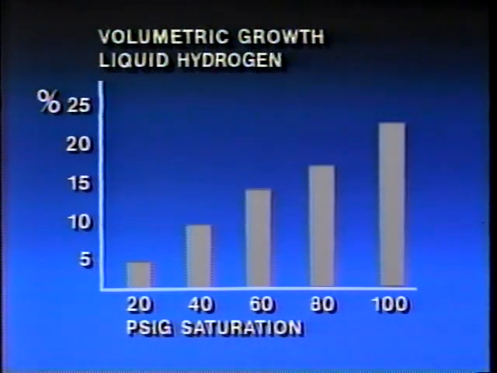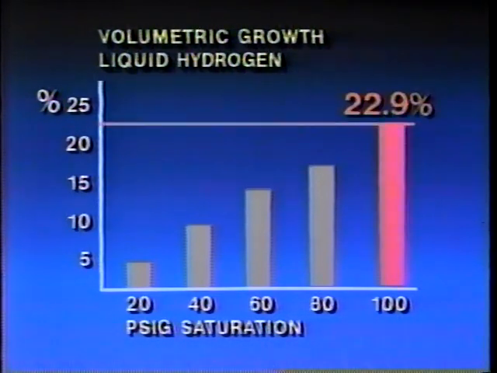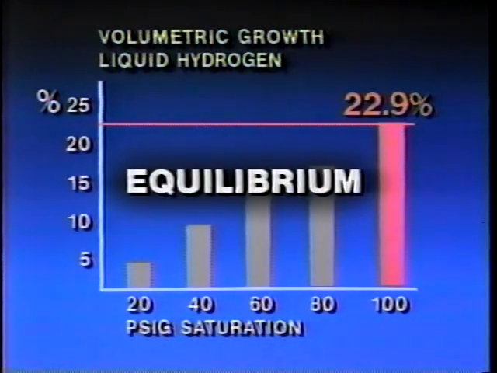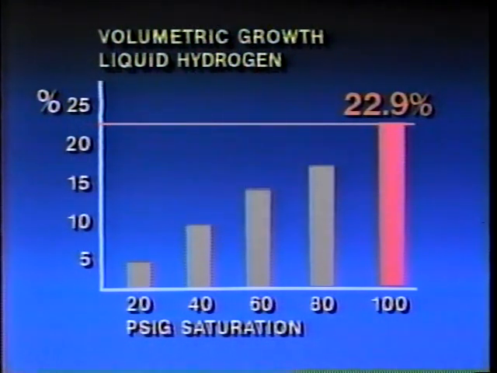Liquid volume growth of liquid hydrogen for the same vapor pressure condition is even greater. It could have a 22.9% volumetric growth if all the liquid hydrogen were uniformly heated to a 100 psig saturation condition. Remember, in technical terms, the product has reached a saturation or an equilibrium condition when the liquid has warmed to a temperature that corresponds to its vapor pressure.